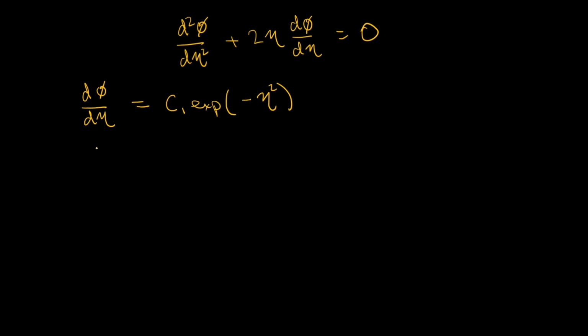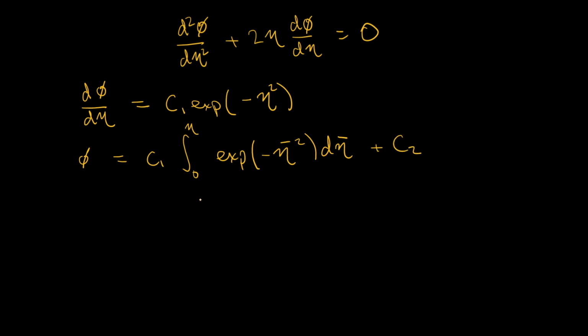And then we can integrate this one more time, and we end up with phi is equal to c1 integral from 0 to eta of exp of negative eta squared d eta, and I'm going to add a little bar here. This bar just indicates this is the variable inside of the integral. It is not the same as this variable up here, which is the bound of the integration. And then we have an integration constant here. We're integrating from 0 to eta because this is integrating from the moving plate, which is at y equals 0 and eta equals 0, up to a height and time defined by eta.